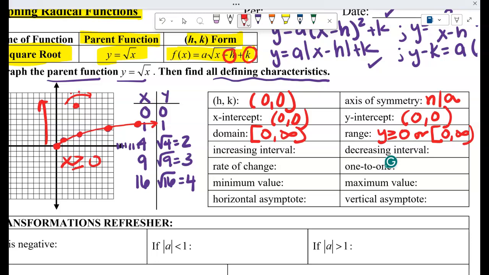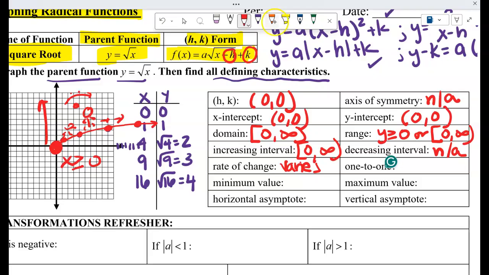It's increasing the entire time because as you're going, if you're walking from left to right, okay, remember we're taking a little walk, y is getting higher and higher. So decreasing is NA. It's increasing, and because we have a closed dot here at (0, 0), it's going to go 0 to infinity. Rate of change is going to be varies because it's not a line.